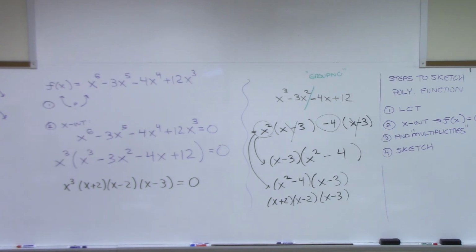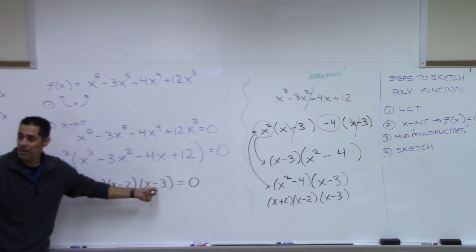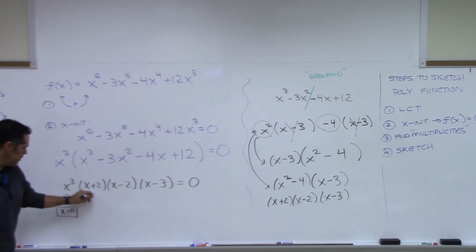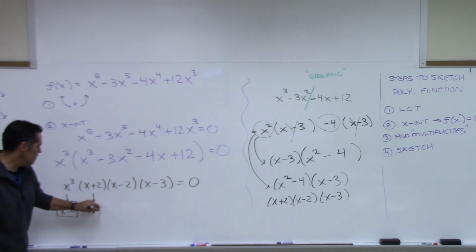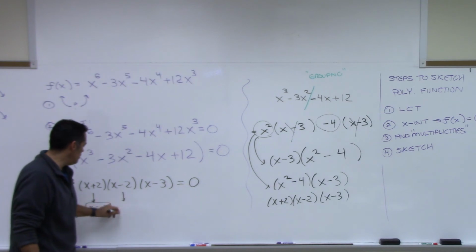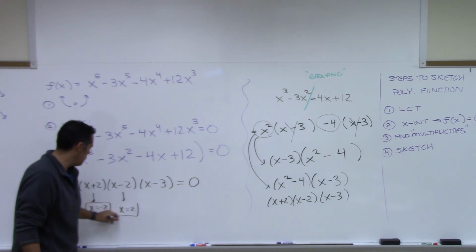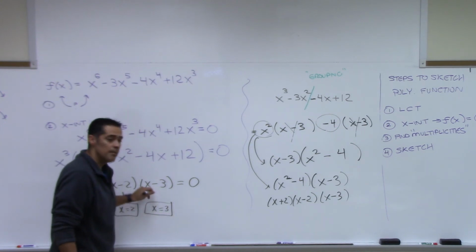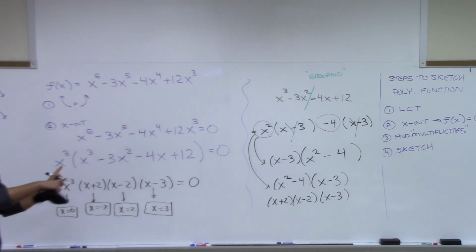How many x-intercepts do I have? Careful. 4. This one, this one, this one, this one, right? 4 of them. This one I get x is 0. This one I get x is negative 2. This one I get x is 2. This one I get x is 3. Understand? Any questions on those? Like I'm just setting those equal to 0?